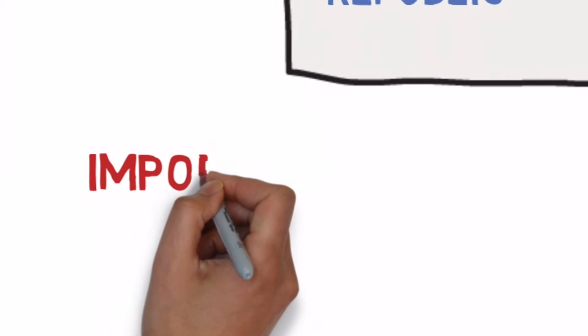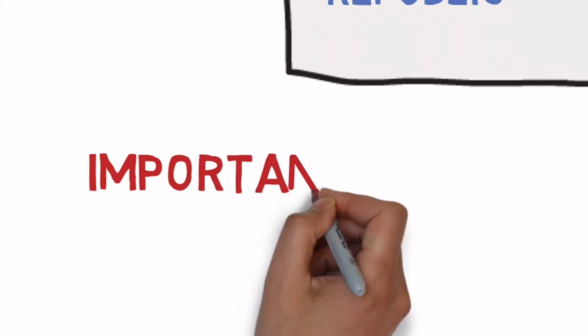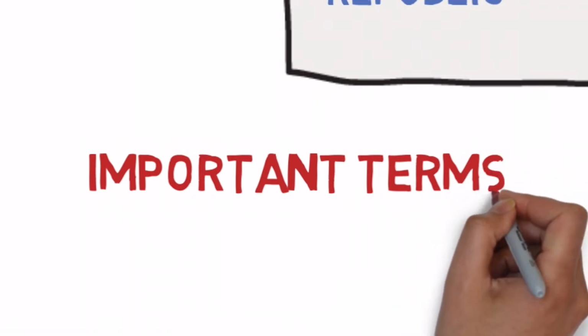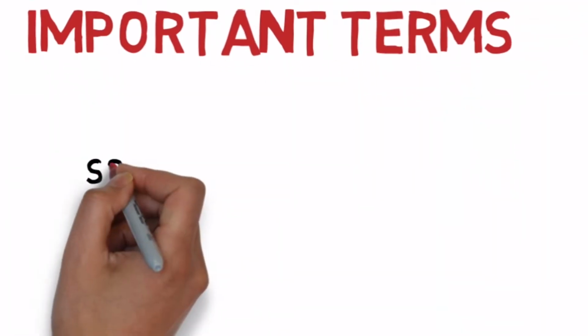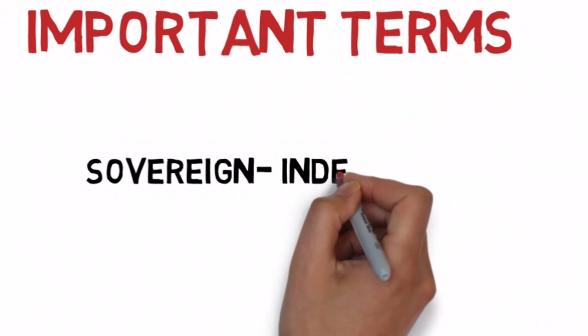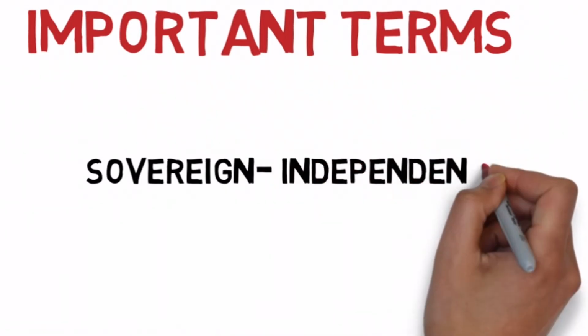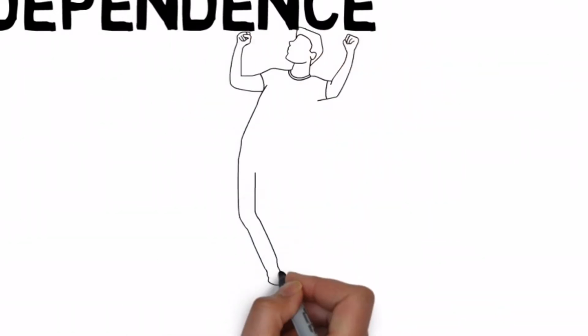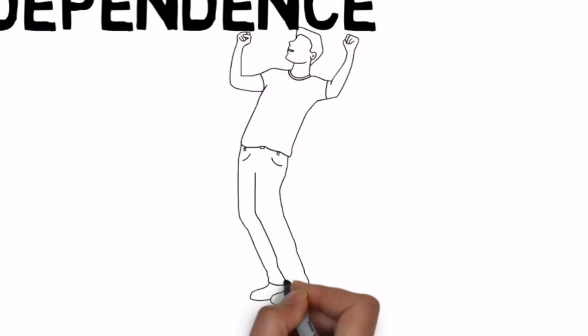There are some important words used in the preamble which describe our country. Let us learn about them in detail. The first term is sovereign. Sovereign means independent. Independence both internal as well as external. No foreign power or an outside country can come and dictate terms on us. India is free to take its own decisions and make policies.